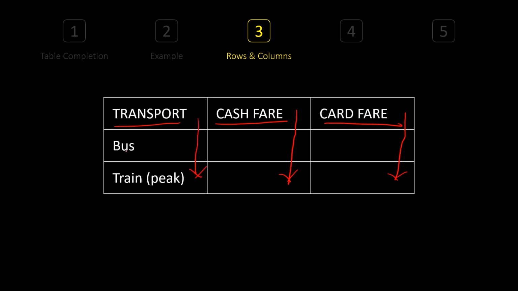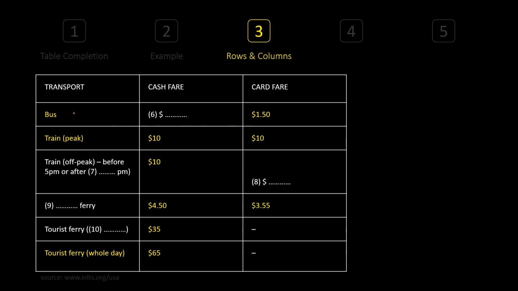Now look at the rows, right? Bus, when they talk about bus cash fare, they're going to talk about this row. Same way, for train in peak, they're going to talk about this row. The rows and columns will provide you information about what will be here, or in a way, you can predict from here using rows and columns. Yes, let me show you an example.